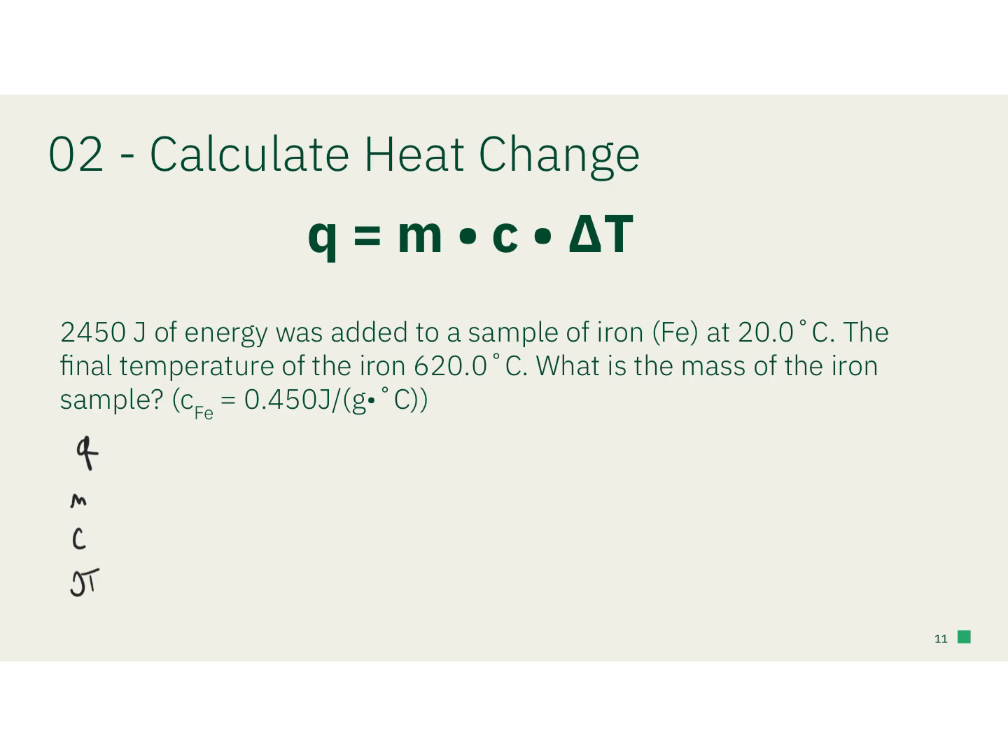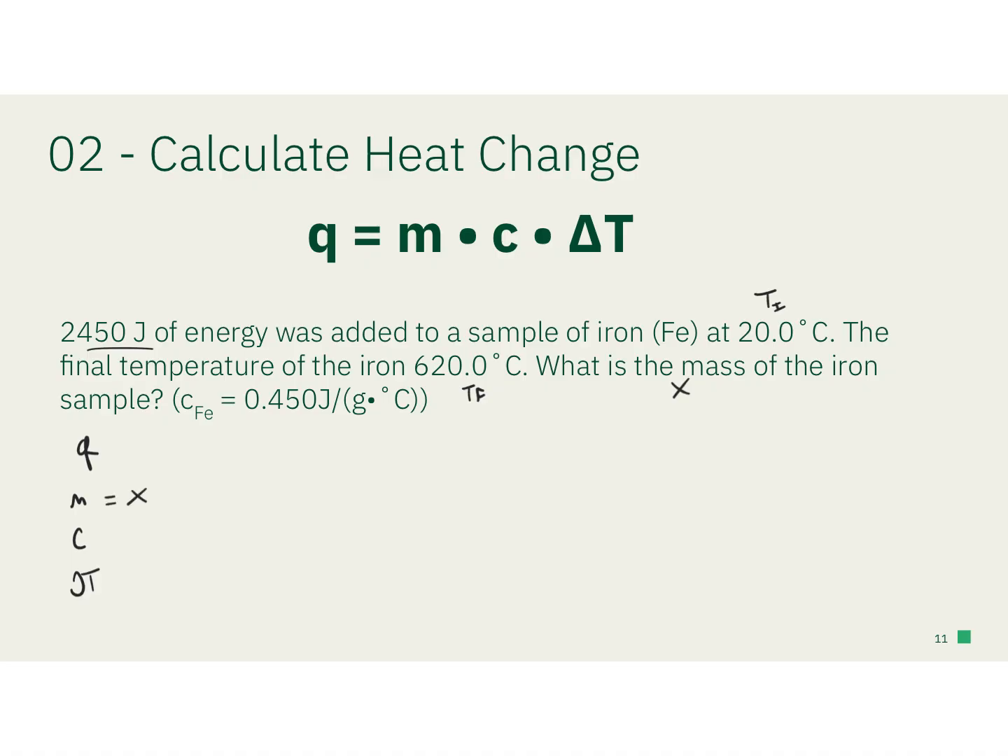You have joules of energy, so that's your Q. So you have a positive 2,450 joules of energy was added to a sample of iron at 20 degrees Celsius. 20 degrees Celsius is your initial temperature. Now the final temperature of the iron is 620 degrees Celsius, so that's your T final. And finally, the mass of the iron is going to be your unknown. What is the mass? That's your unknown.